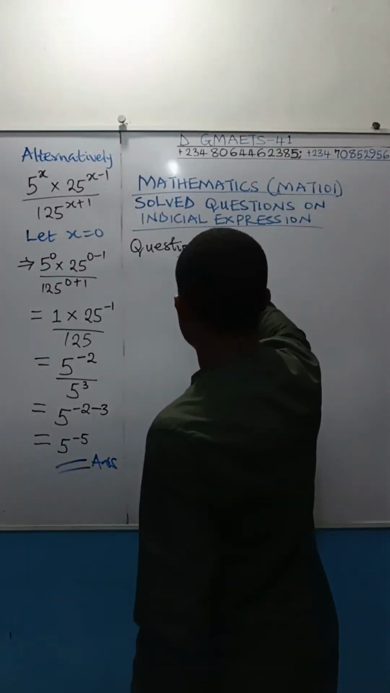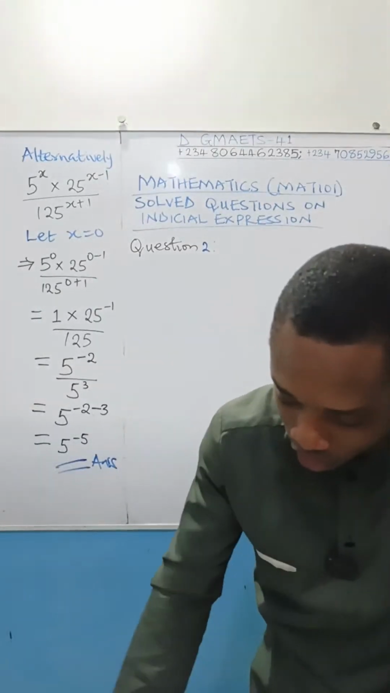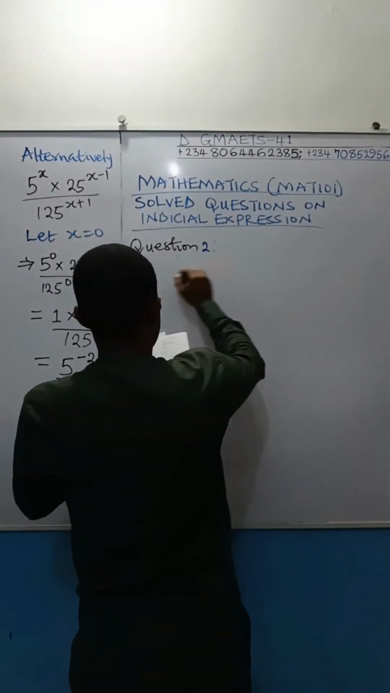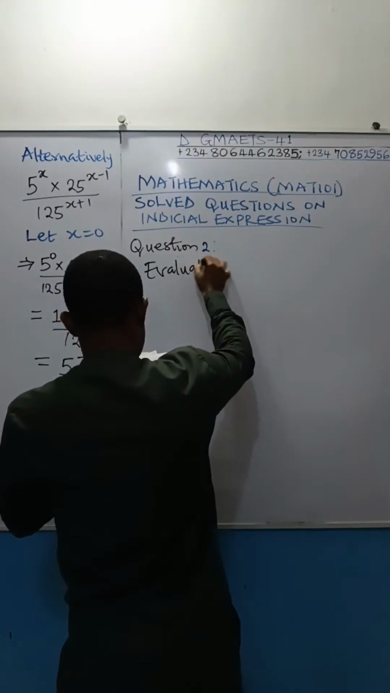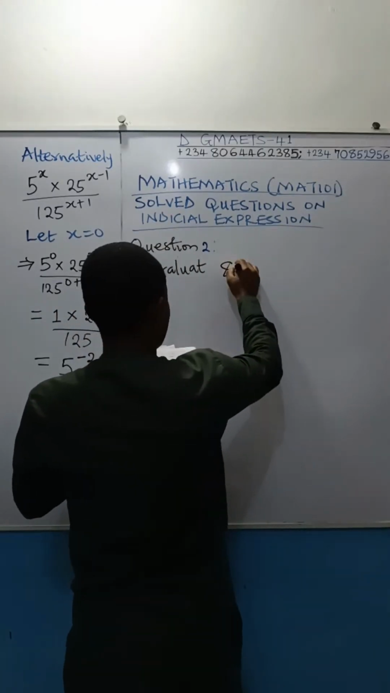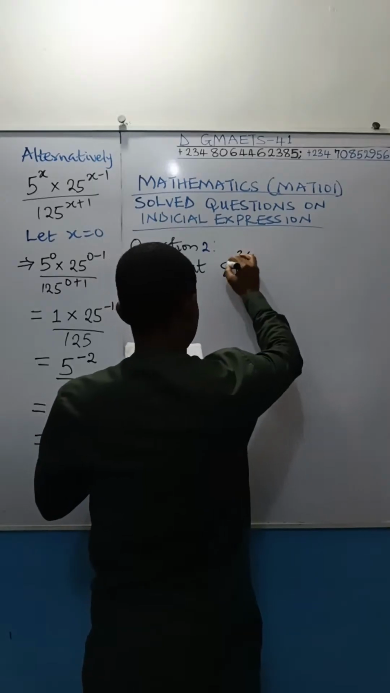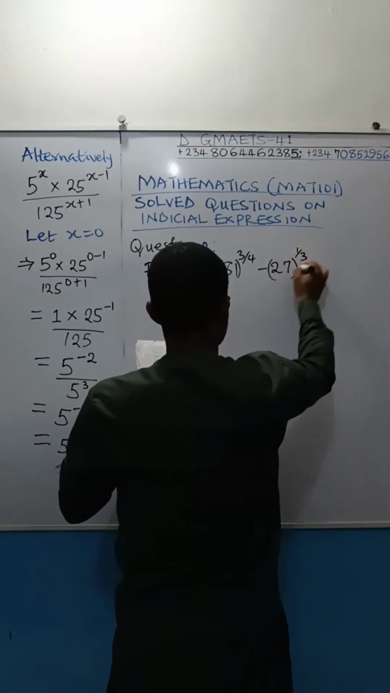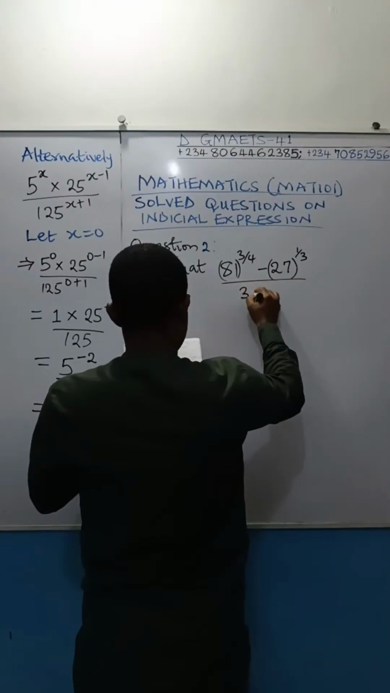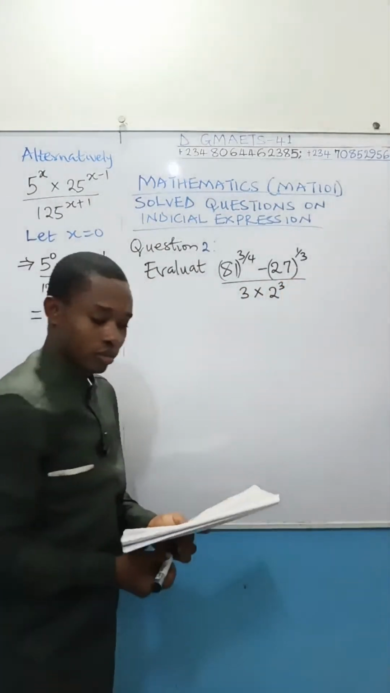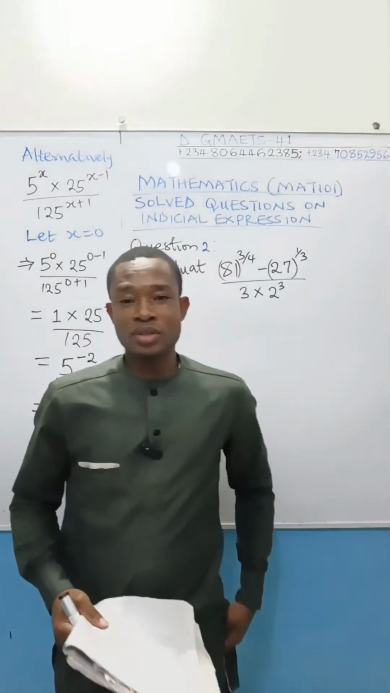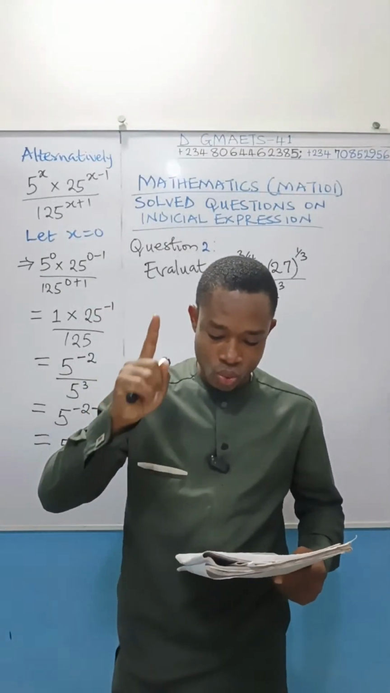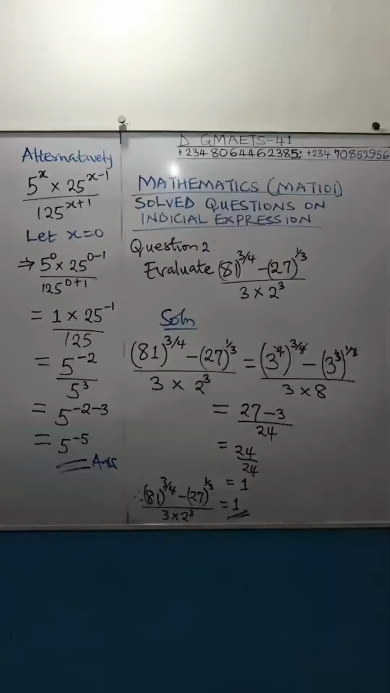Question 2. I'm going to copy the question on the board as usual. We've got this. Evaluate 81 raised to the power of 3 over 4, minus 27 raised to the power of 1 over 3. We are going to divide this by 3 times 2 to the power of 3. And I'm going to dictate the options out for you. Option A is 1. Option B, 1 over 8. Option C, 3.